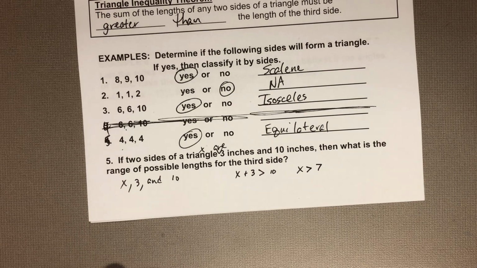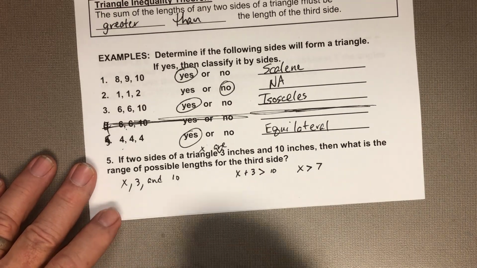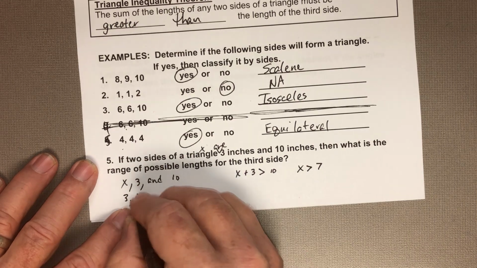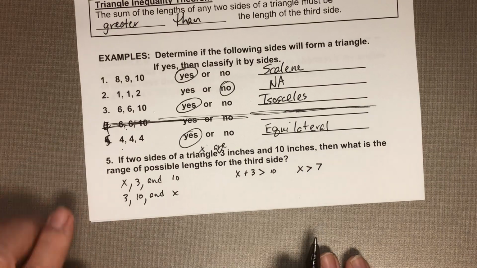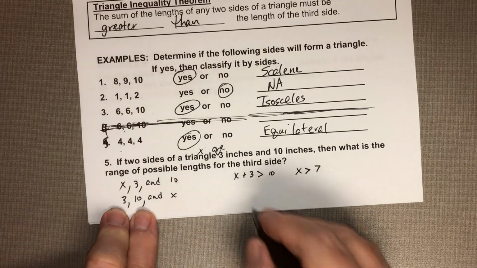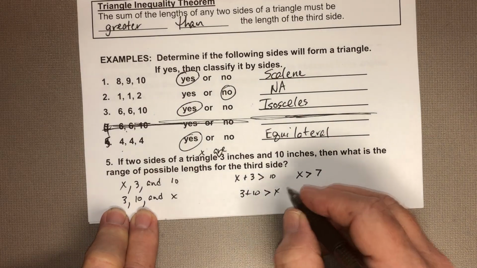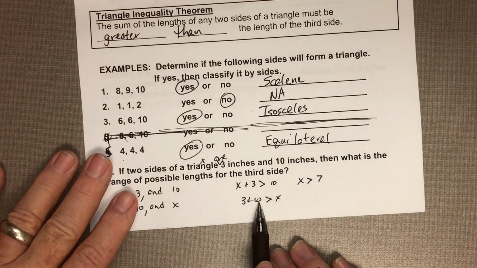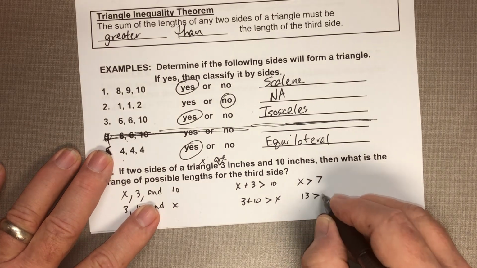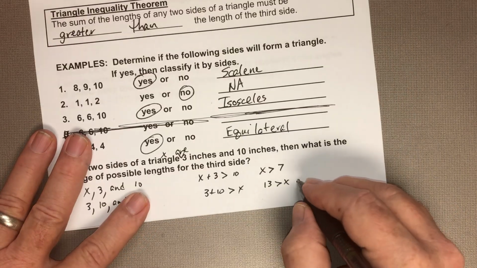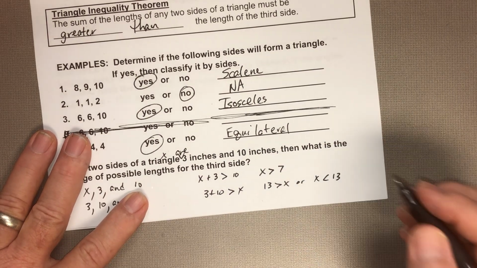Okay? All right? And what if the missing side length was the longest side? So in other words, if you had 3, 10, and something longer than 10, like x, well, the sum of the two shortest side lengths, 3 plus 10, would have to be greater than x. Well, if you add 3 and 10, that's 13. So 13 would have to be greater than x, or if you want to flip that over, x would have to be less than 13.